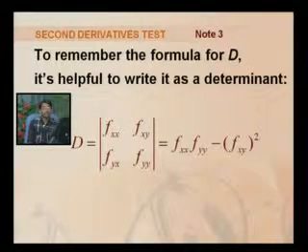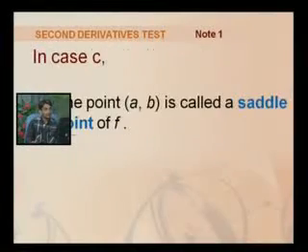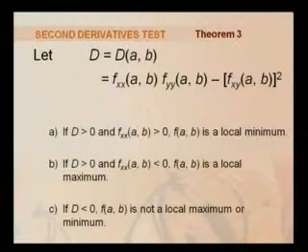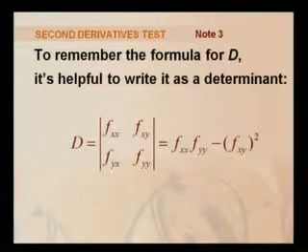If this D is greater than 0 and fxx is greater than 0, then it is a local minimum. If D is greater than 0 and fxx is less than 0, then it is a local maximum. If D is less than 0, then neither maximum nor minimum, and the point is called a saddle point, right? This is a very important way to remember this formula in determinant form. So please note down this format to remember the second derivative test.